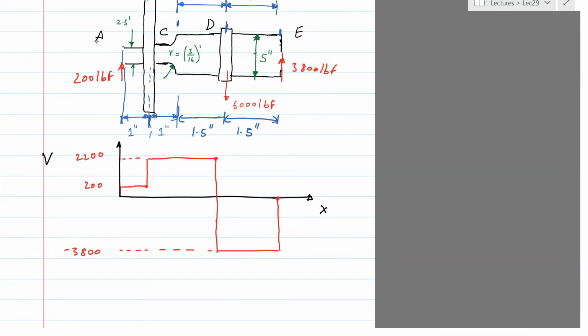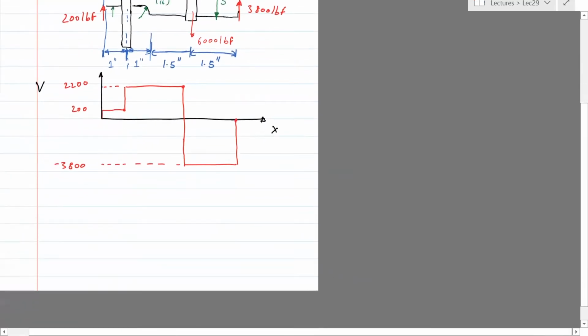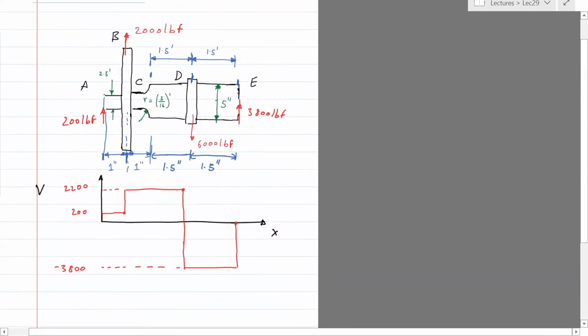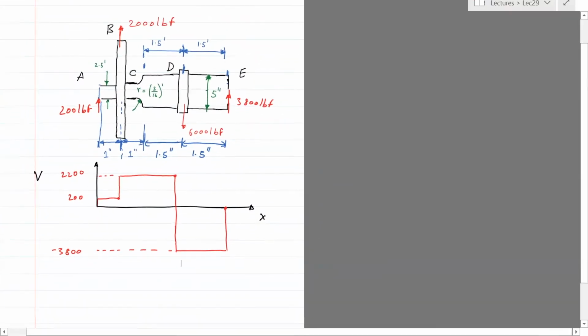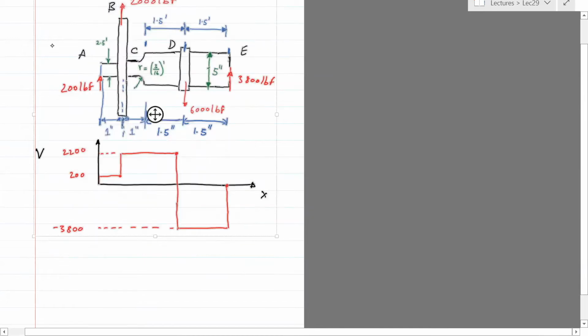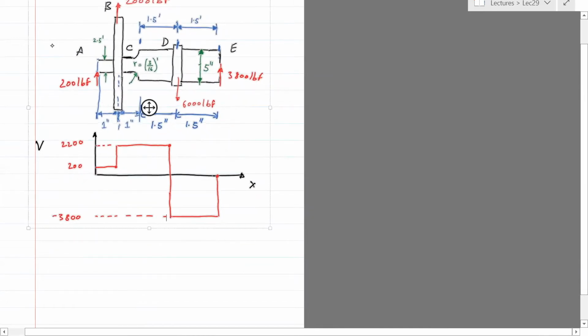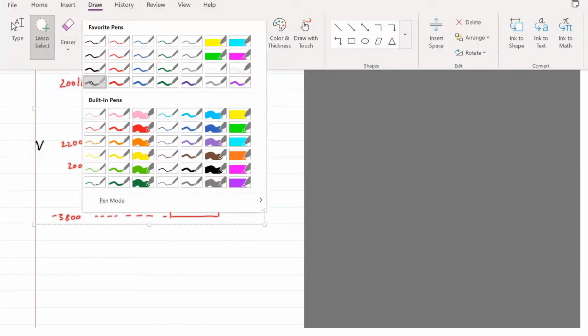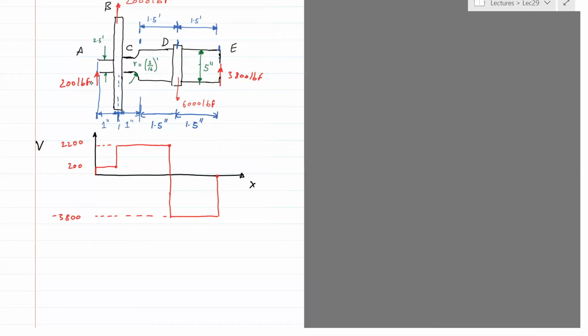So V as a function of X. We'll quickly run out of space. Think about it a little bit. Okay, so let's do the bending moment diagram.